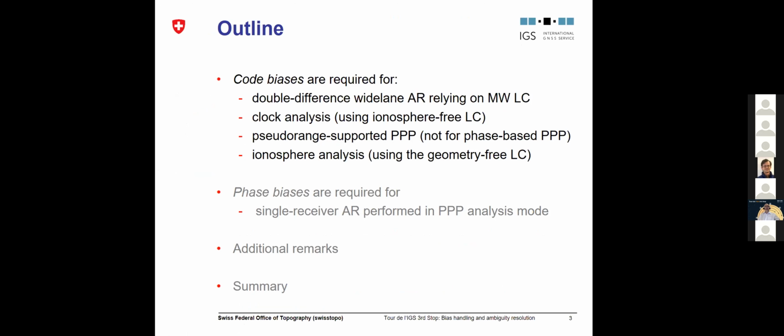So in the first part, I will highlight the code biases. And here the applications are listed. They are required for double difference wide-line ambiguity resolution when using the pseudo-range methods, relying on the Melbourne-Wübbena linear combination, in the clock analysis when using the ionosphere-free linear combination, pseudo-range supported PPP, not for phase-based PPP, and of course also for ionosphere analysis, where you use a different linear combination, the geometry-free linear combination.